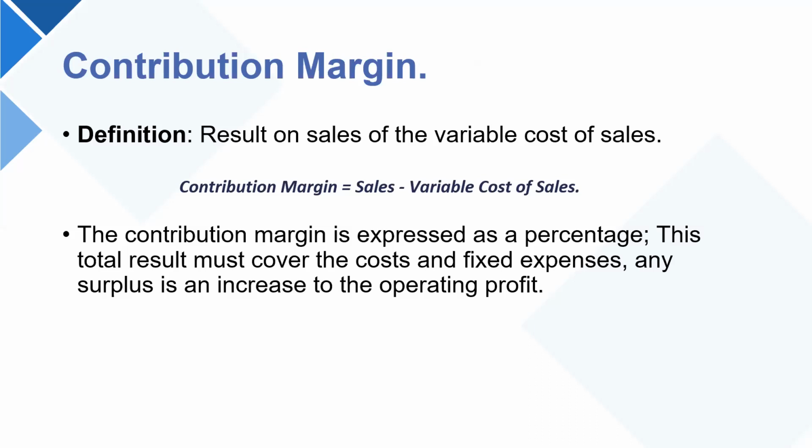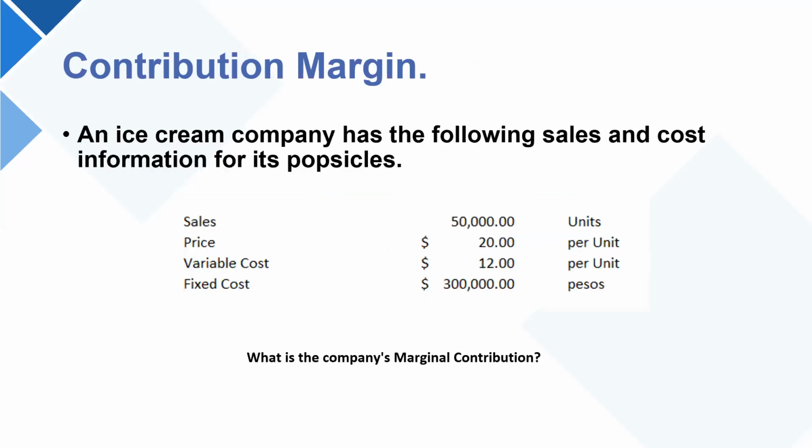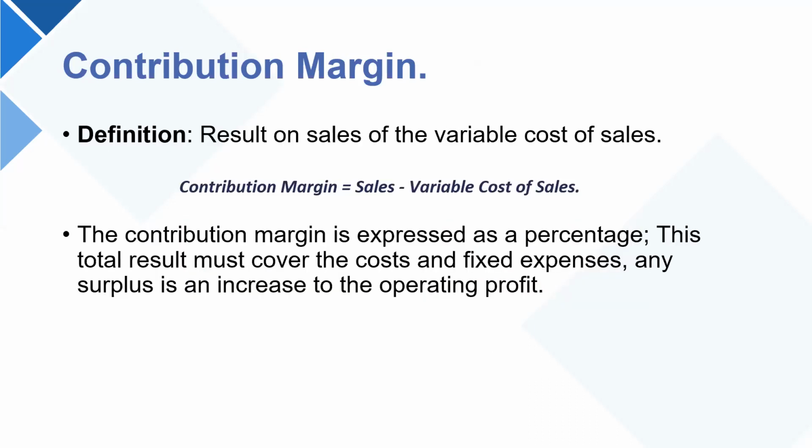So the contribution margin is again sales minus variable cost of sales, and that result should actually be enough to cover fixed expenses. If it is not enough to cover fixed expenses, then your business is not being managed adequately, so you should analyze further to take decisions. That's the formula for contribution margin, by the way: sales minus variable cost of sales. Write it down.